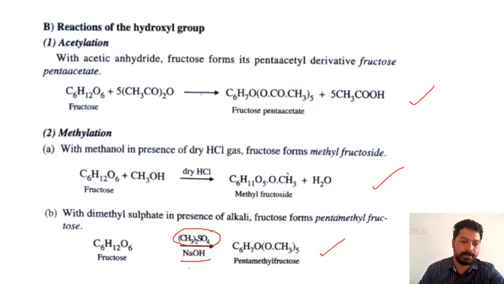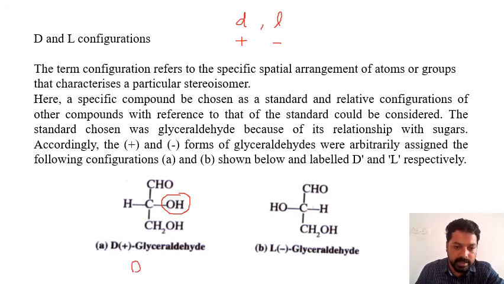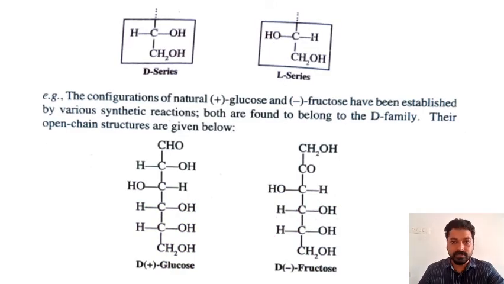Now, in D and L configuration, first let me explain what small d and l are. That is dextro and levo rotatory. If a plane polarized light is rotated clockwise, it is called dextro rotatory, and if it rotates the other way, it is called levo rotatory. The capital D and L configuration is with reference to the molecule glyceraldehyde. In glyceraldehyde, if the penultimate OH group, next to the primary OH, is on the right hand side, it is called D glyceraldehyde, and if the OH is on the left, it is called L glyceraldehyde.